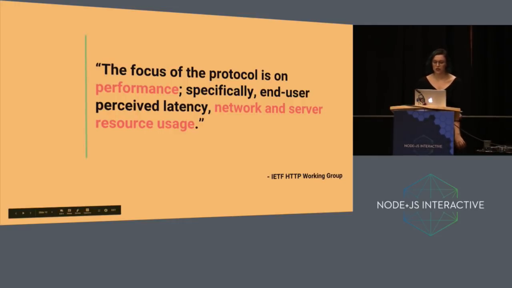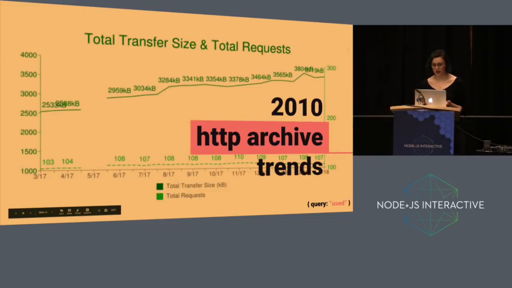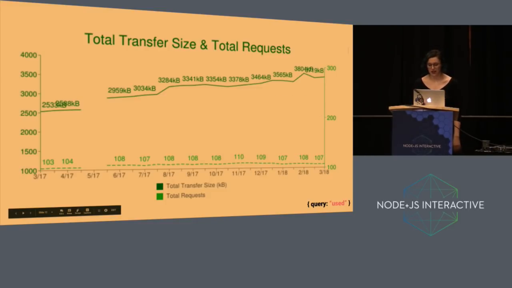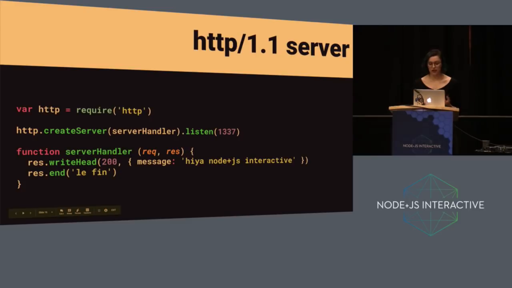The focus of the protocol is on performance, specifically end user perceived latency, network and server resource usage. Let's go back to 1991 when HTTP 1.1 was first introduced. Traffic was a lot less than it is right now. You can look at the 2010 HTTP archive and see how much data was sent over the wire, and it's a lot less than it is today. And last year, it doubled, tripled from there. So we're getting a lot more traffic over the web.